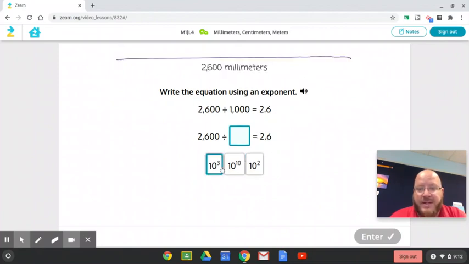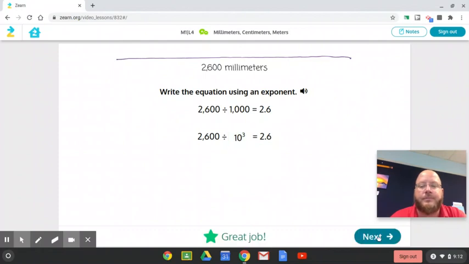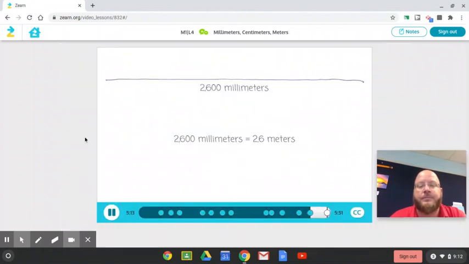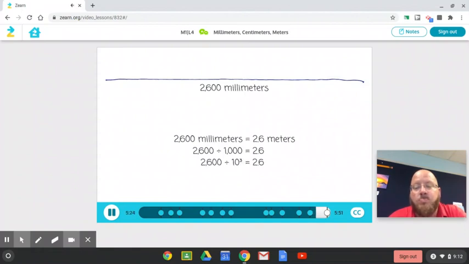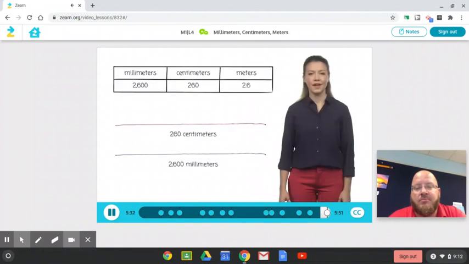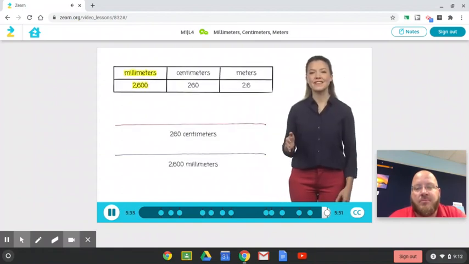Now, how many zeros are in 1,000? 3 of them. 2,600 divided by 1,000 equals 2 6/10. We can write that using an exponent like this. To rename millimeters as meters, divide by 1,000, or 10 to the third power. 2,600 millimeters is the exact same measurement as 260 centimeters and 2 6/10 meters. It's all the same. Try this last one on your own.